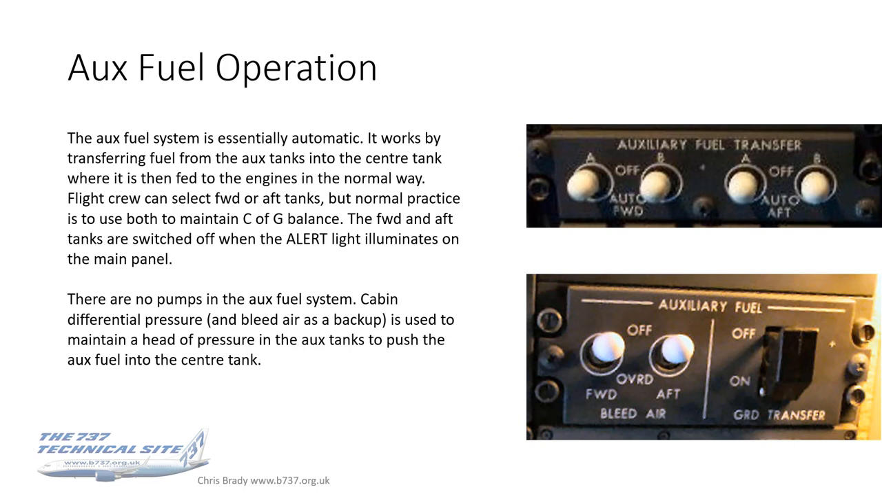The forward and aft tanks are switched off when the alert light illuminates on the main panel, just to tell us that particular tank is empty. If the forward tank empties, then switch those pumps off. There are no pumps in the auxiliary fuel system, no boost pumps. Cabin differential pressure is what's used, unlike the 200 system we looked at where bleed air was used. It just uses cabin diff. And this maintains enough of a head of pressure on the auxiliary tanks to push the auxiliary fuel into the center tank. If you're flying at low altitudes, or indeed on the ground and need to transfer fuel, then bleed air can be used. You've got the switches for it there.